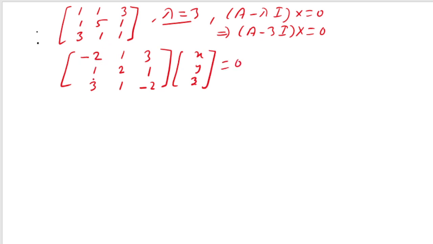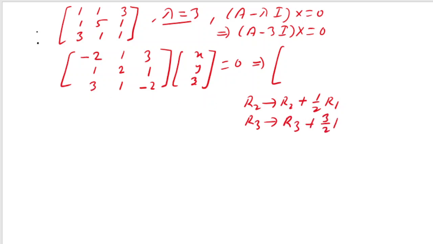I hope it is clear up to this. Only thing that will change is this is 1, 3, 1, this is 1, 3, 1, and I have subtracted 3 from the main diagonal. So 1 minus 3 is -2, 5 minus 3 is 2, and 1 minus 3 is -2. Now what I have to do, I have to make this 0 and this 0. So for that I have to perform the operation. R2 goes to R2 plus 1 by 2 times R1, because if I multiply it by 1 by 2 it will become -1, and R3 goes to R3 plus, and how should I get 3? If I multiply it by 3 by 2, right, 3 by 2 R1.